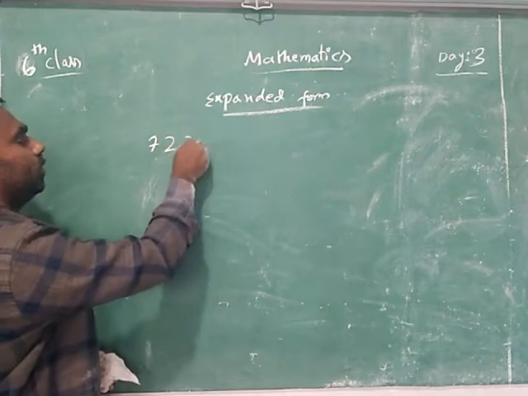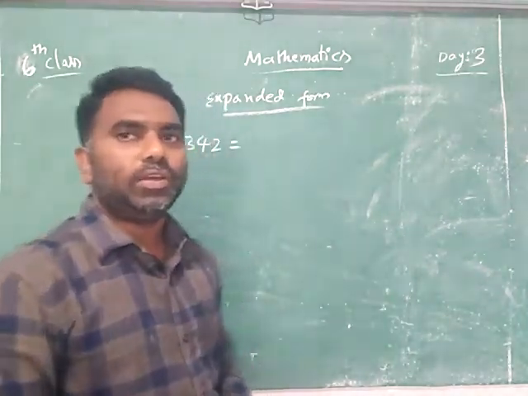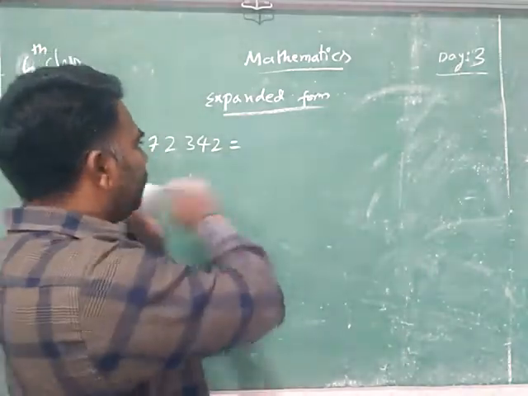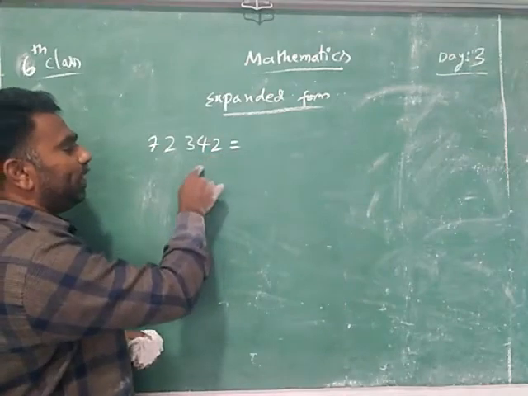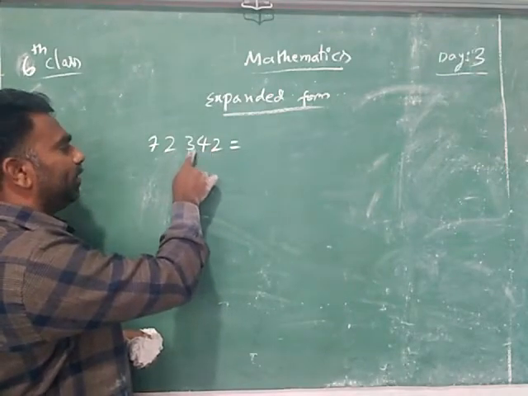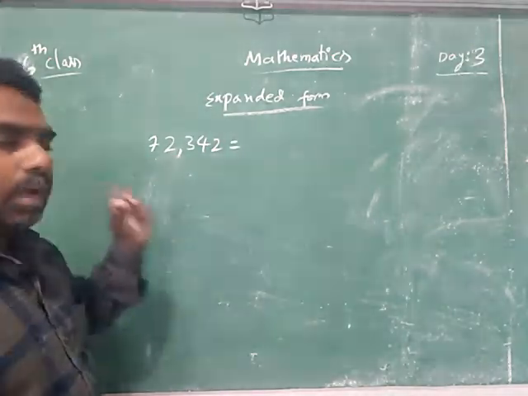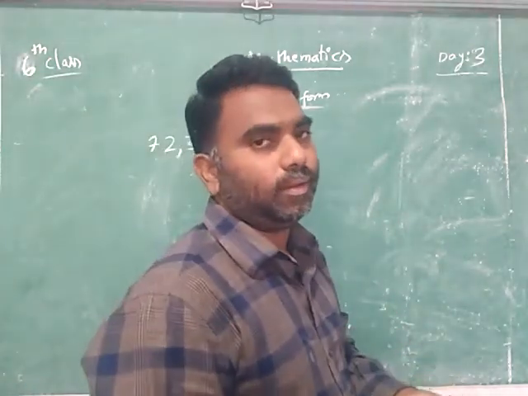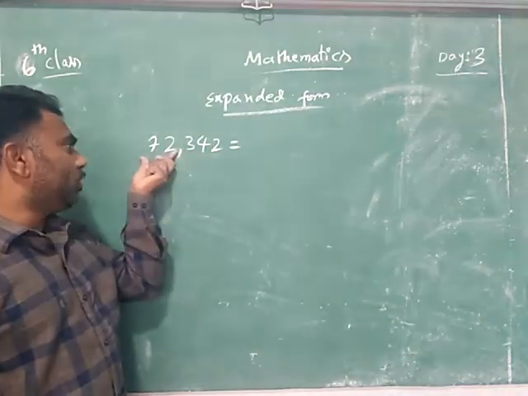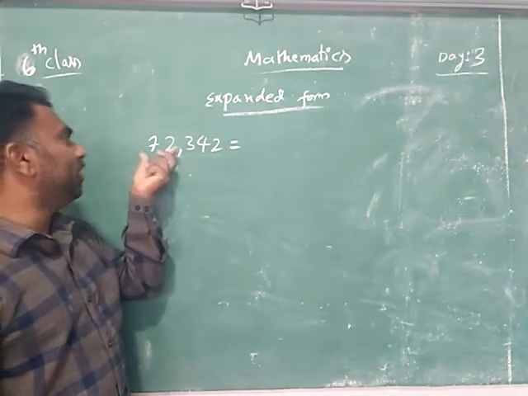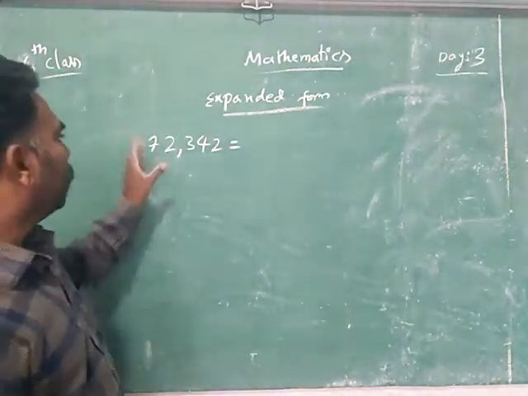I have written this number. What is the expanded form of that? So what do you write? Anyway, you can come by this way or that way. By reading the number you can say ones, tens, hundreds, comma, thousands, 10,000s. Why am I keeping the comma? It is very easy to read. After hundreds, if you keep the comma, what is the number before it? 72. That's why 72,342. It is an easy way to read the number.